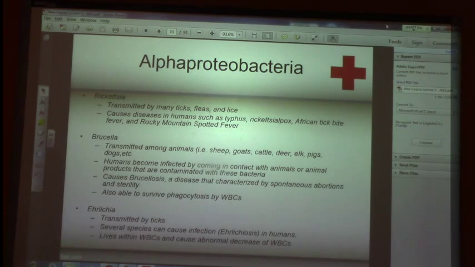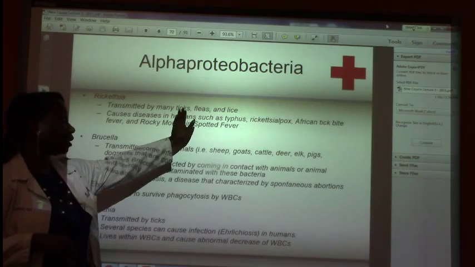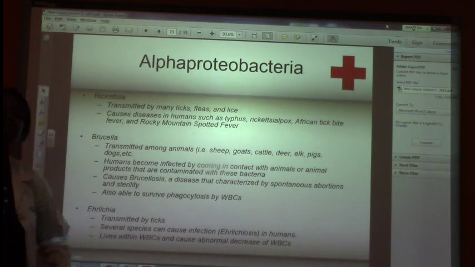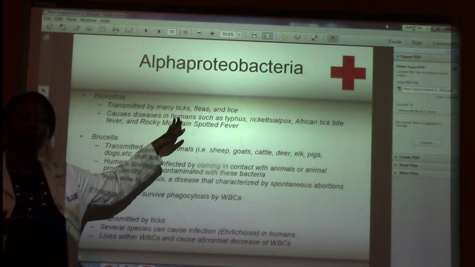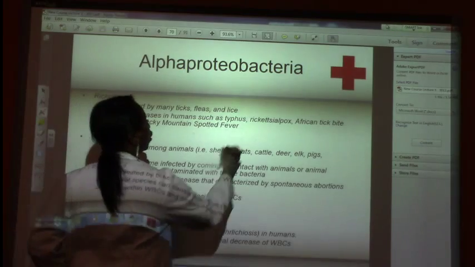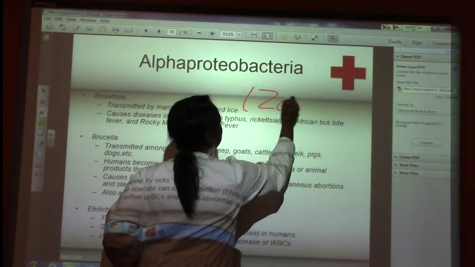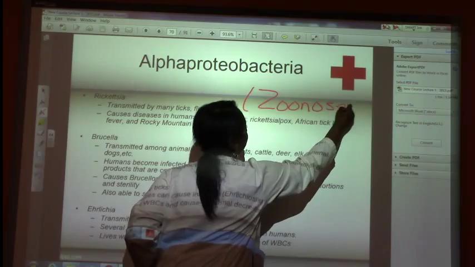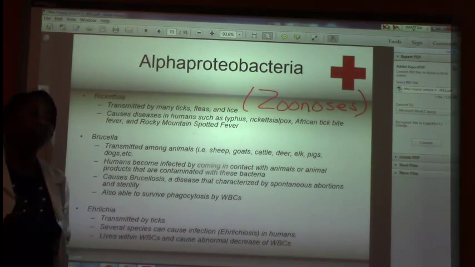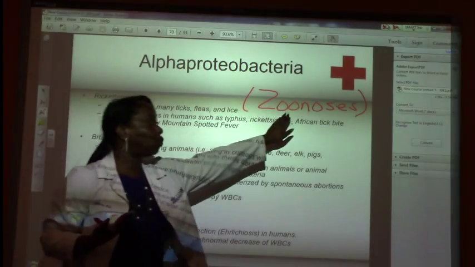With Rickettsia, this is transmitted by many ticks, fleas, and lice. When we have bacteria that are transmitted via insects, which are commonly found on animals, these are referred to by the term zoonoses, simply meaning that we can now acquire these from animals. So zoonoses.